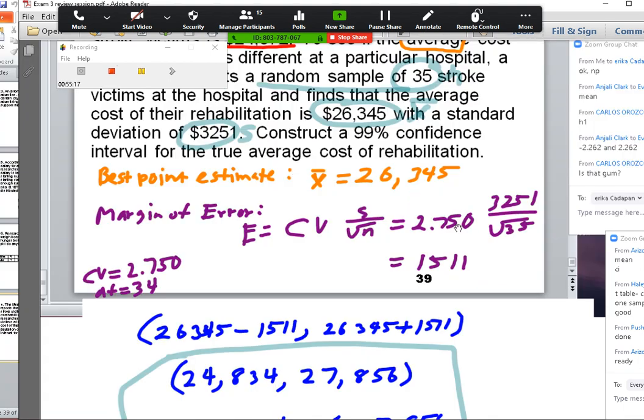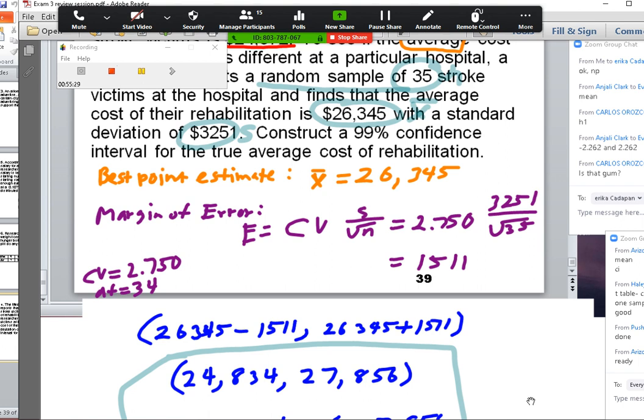So 2.750. s is 3251, my n is 35, so I get 1511, more or less. You might be off by some decimals, but it should be roughly that. Yes, I have the one from the book, Miss Young, and it's 2.728, because it's more accurate. Yeah, you know what? If you can for the test, just use mine. Just use 30. Don't use the 30 to 40, because it'll throw me off if you have something different than everybody else. Does that make sense?